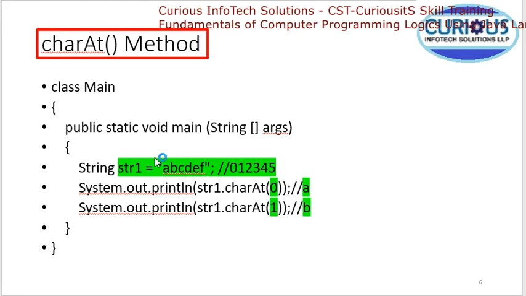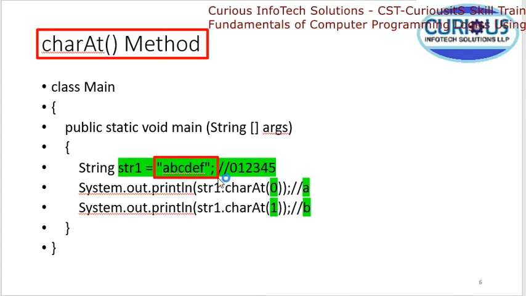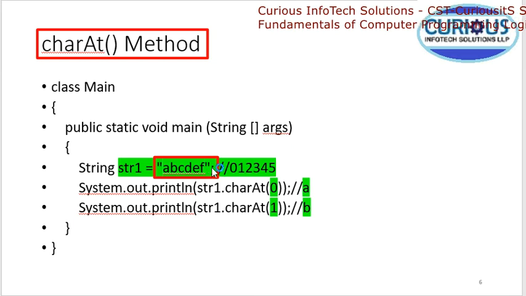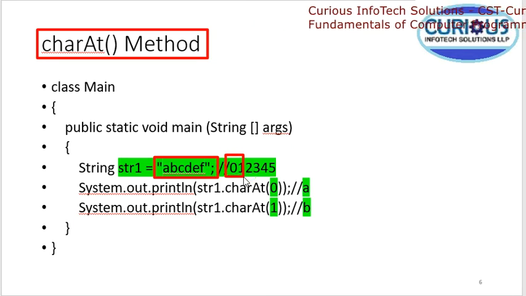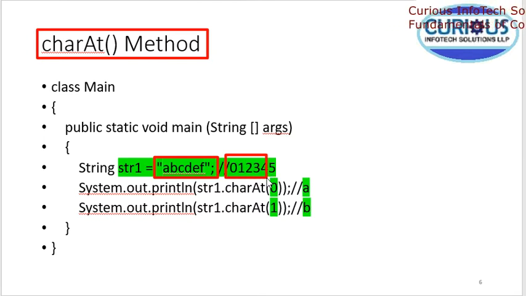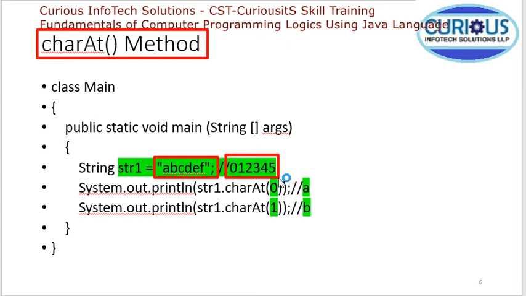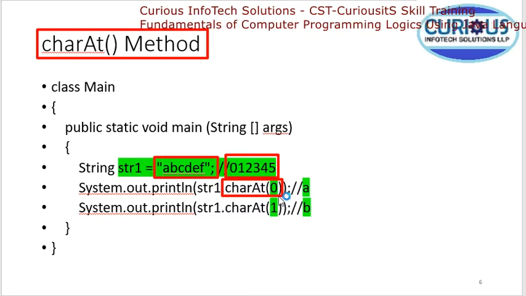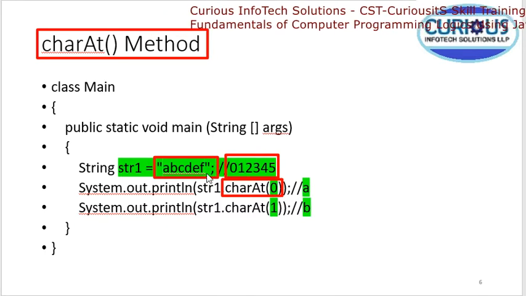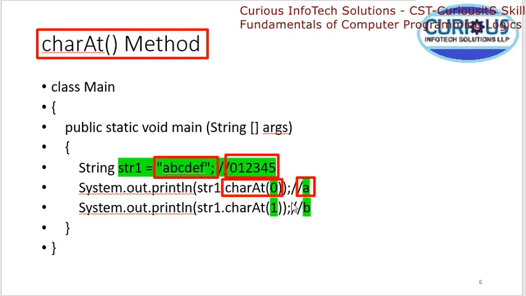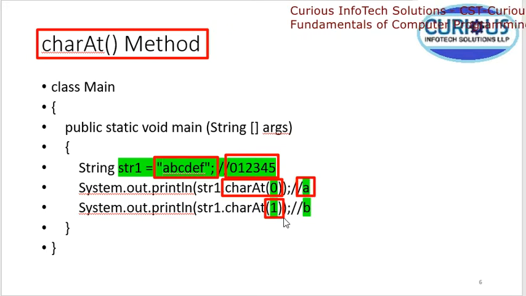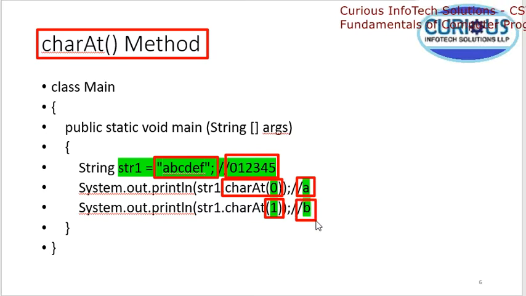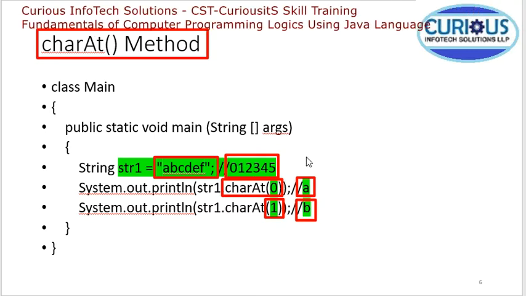Let's say we have one string, A, B, C, D, E. Now A has index 0, B has 1, C has 2, D has 3, E has 4, and F is 5. As soon as we use this method with charAt 0, we should get the answer A. If we change this one, we will get B. So likewise, we have a very simple program to get an indexed value.